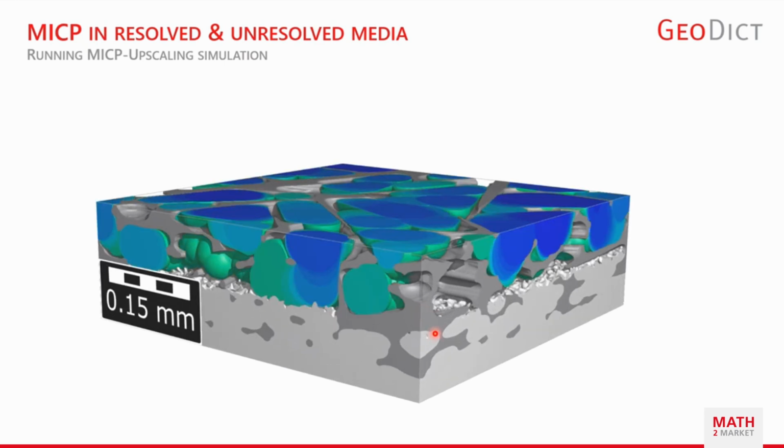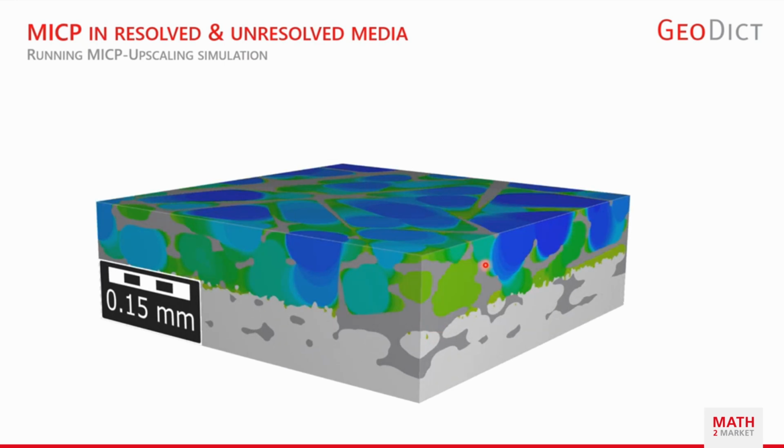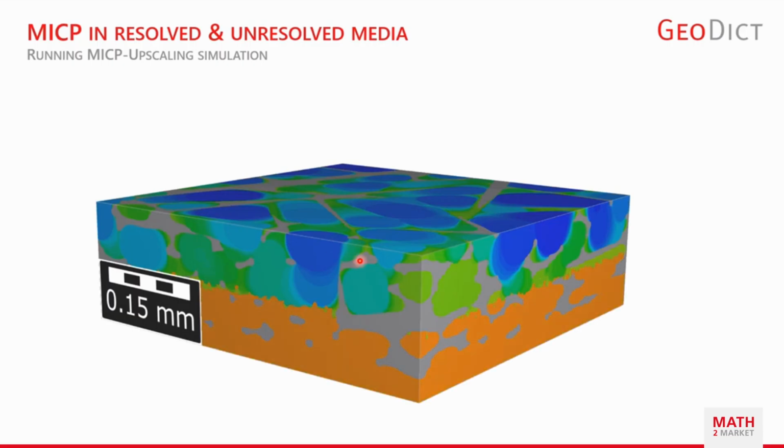The mercury first occupies the resolved part of the structure, and when the pressure becomes high enough, it will also start saturating the unresolved parts of the structure, because then the capillary pressure is high enough to also saturate these unresolved structures.